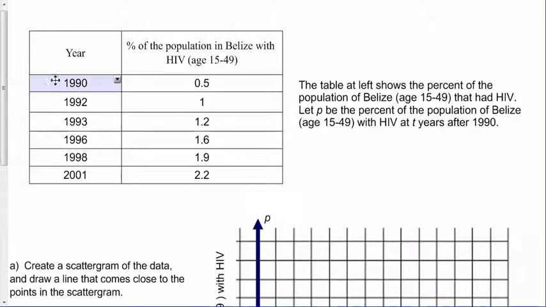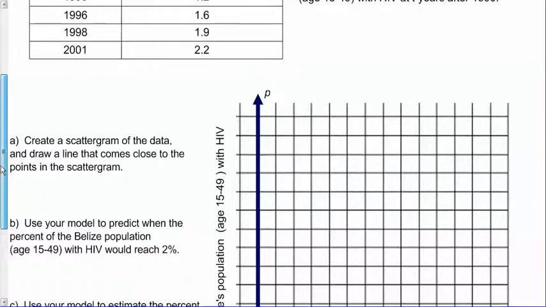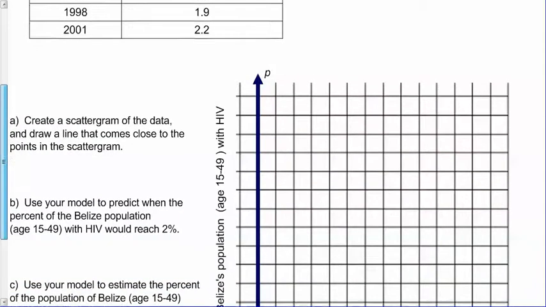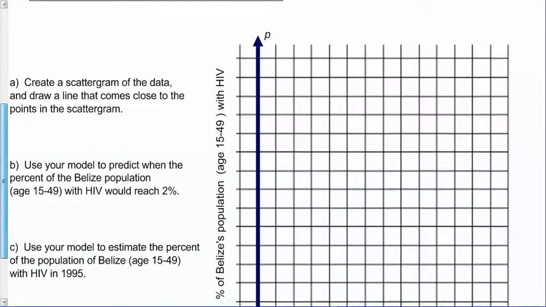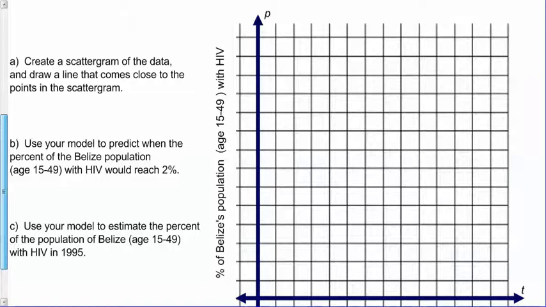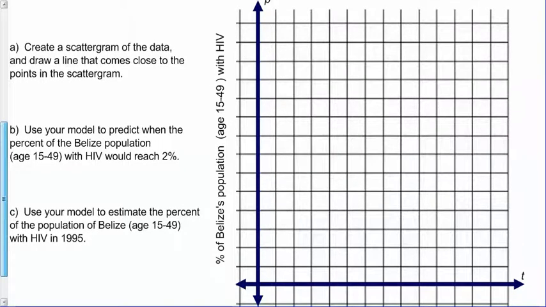So once we've had a chance to look all of this through, let's see what we're going to be asked to do here. We're going to create a scattergram of the data and draw a line that comes close to the points in the scattergram. We're going to use our model to predict when the percent of the Belize population age 15 to 49 with HIV would reach 2%. And finally, we're going to use our model to estimate the percent of the population of Belize age 15 to 49 with HIV in 1995.